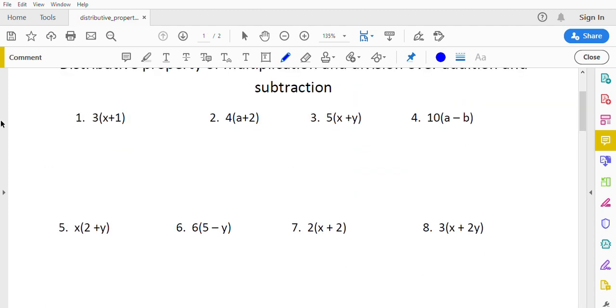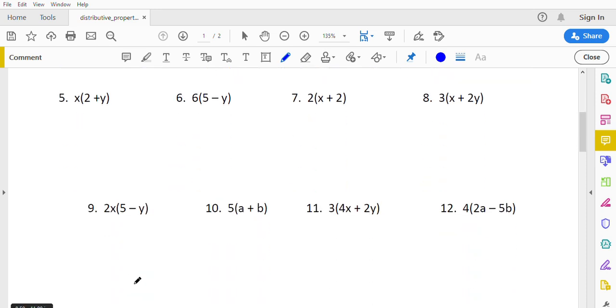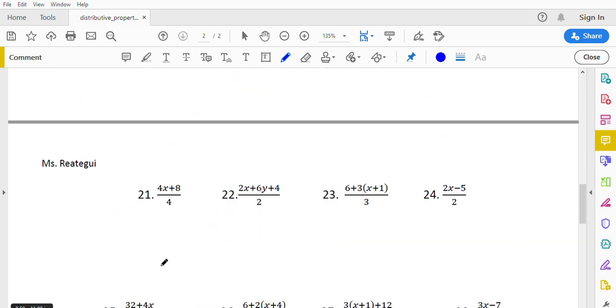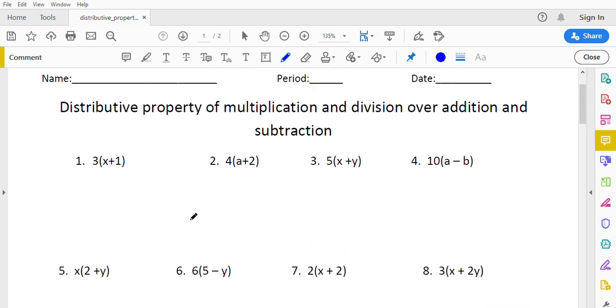We'll start off from the beginning. Maybe I'll pick kind of the first one out of every row here, and I'll probably skip around, and then we'll talk about division. So again, let's start from here.